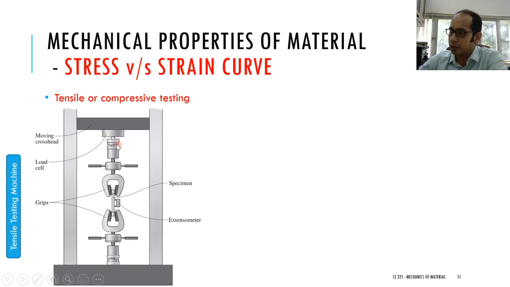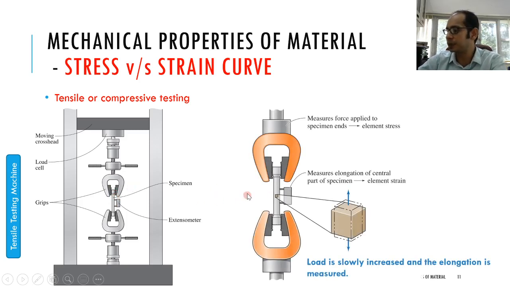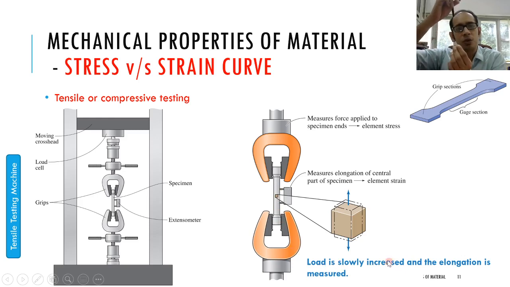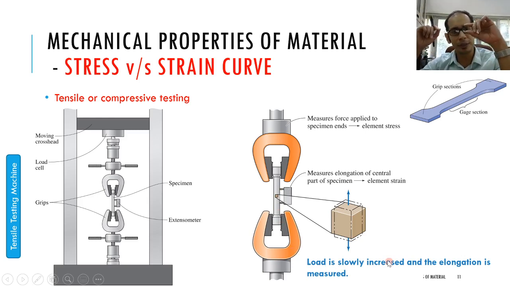This is a toy example of this equipment, and we place the specimen over here. If you zoom in, this is how it essentially looks. This is your specimen, which is essentially a coupon that looks something like this. You take this coupon and clamp it at the top and at the bottom, and then you slowly increase the load. While increasing the load, at every step you measure the load as well as the deformation.